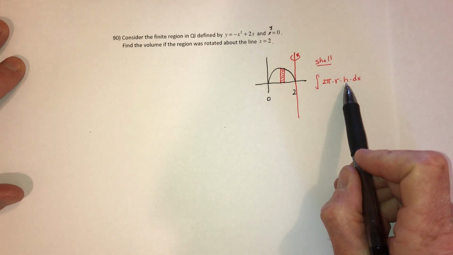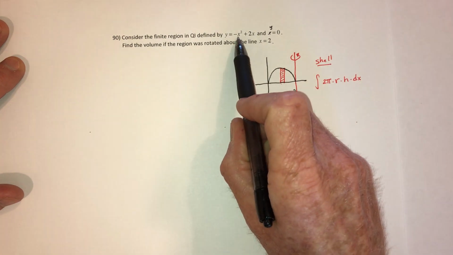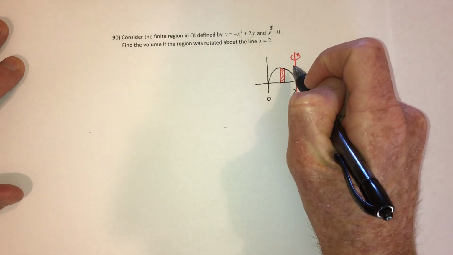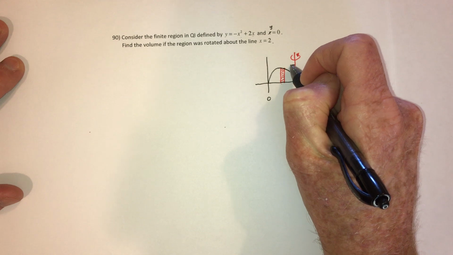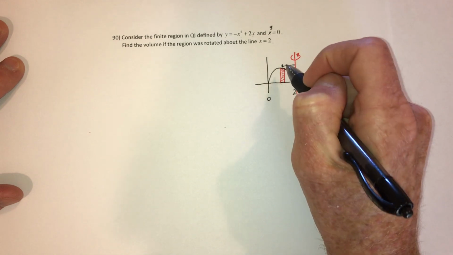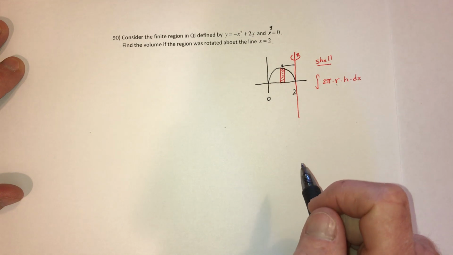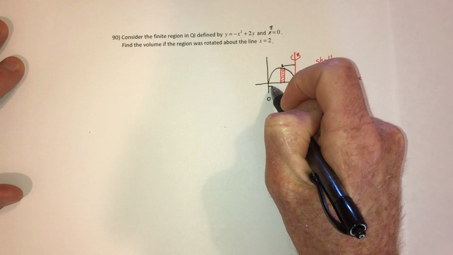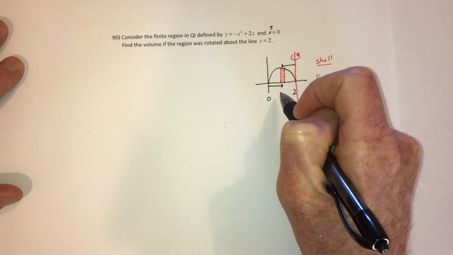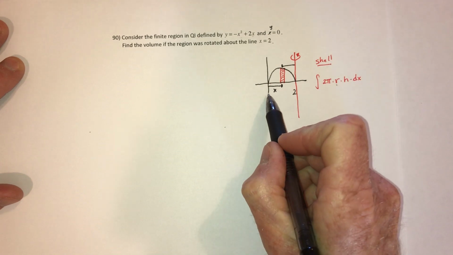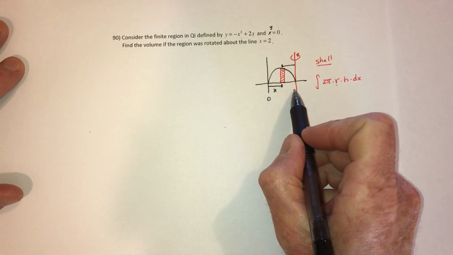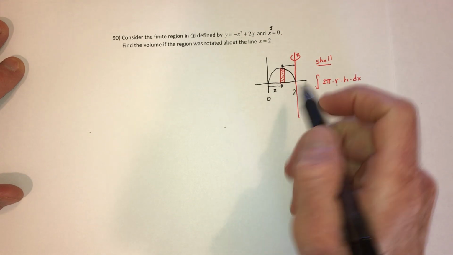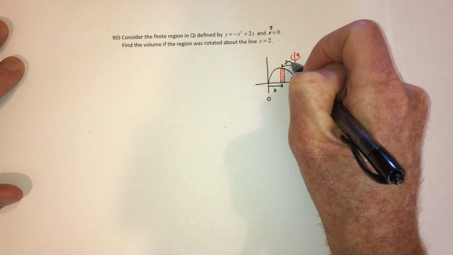The height, that's just going to be the height of the parabola, so that's going to be the height right there. For the radius, you have to measure from the axis that you're rotating over to this rectangle. That is going to be 2 minus x, because if you measure from here to here, that's whatever x equals. X equals 0, later x equals 1, x equals 2. And if this side is x and the total is 2, then what's left is 2 minus x.